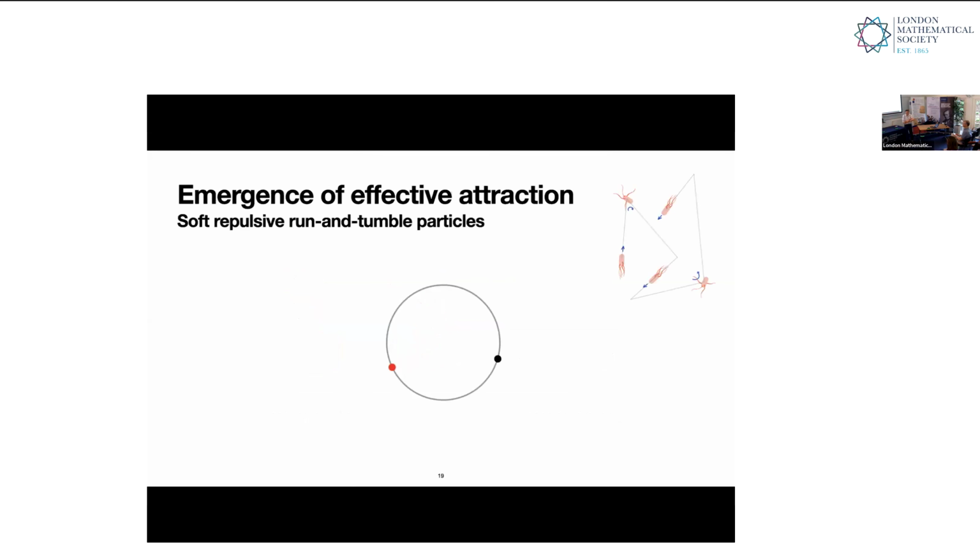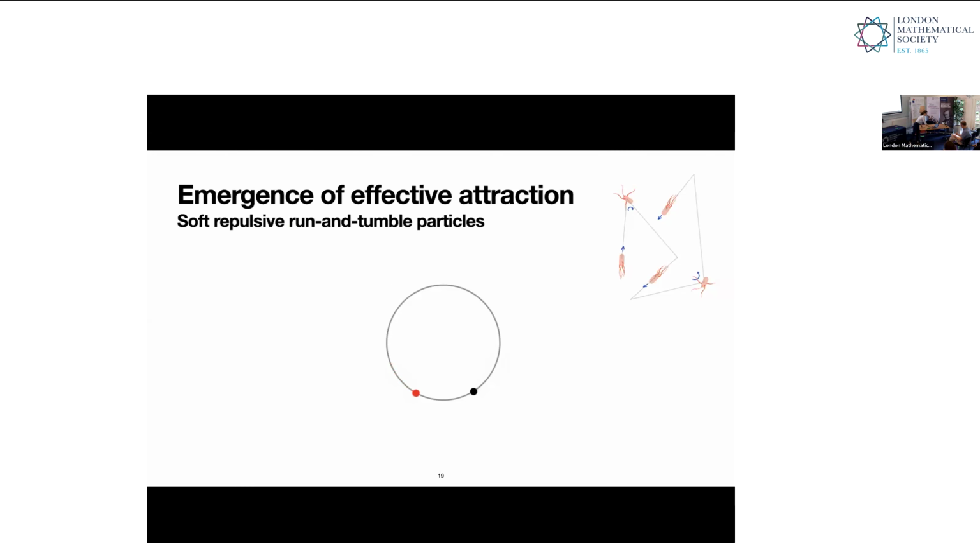So to talk about effective attraction, this is a project that I've done in collaboration with others. We look first at a much simpler process. Here we break down the problem to the simplest case, which is two run-and-tumble particles on a ring. Because it's in one dimension, they either swim to the right or to the left. And with a certain rate, they tumble, which means they change their direction of motion.